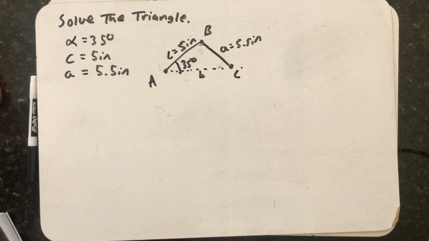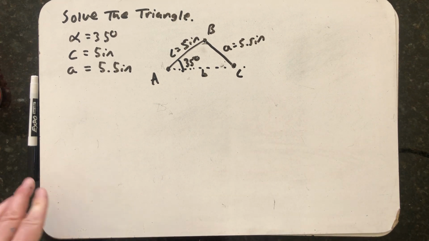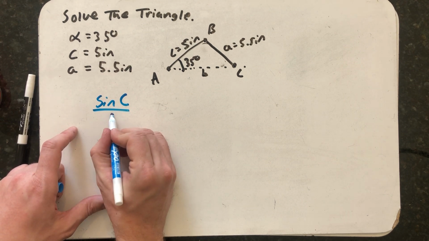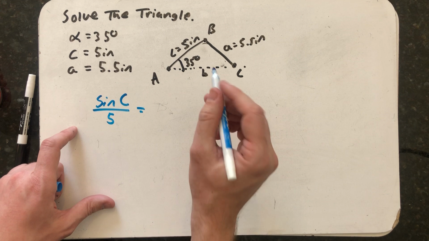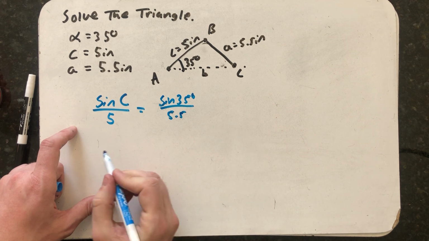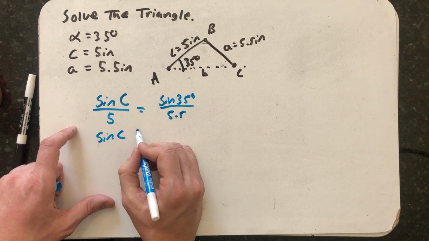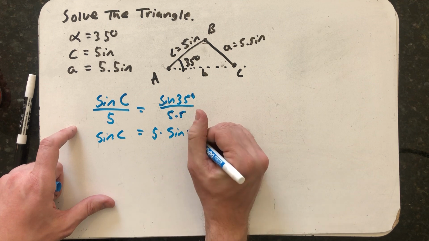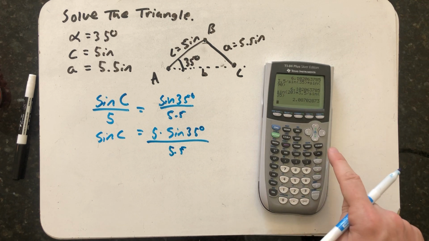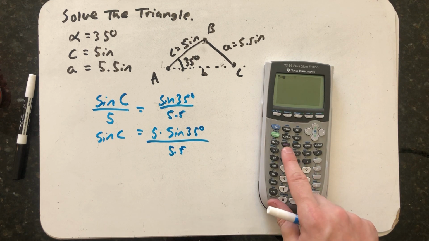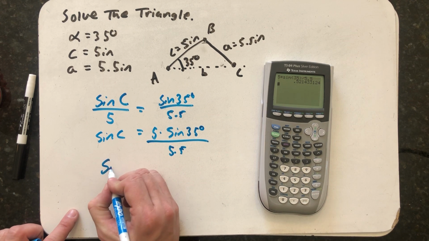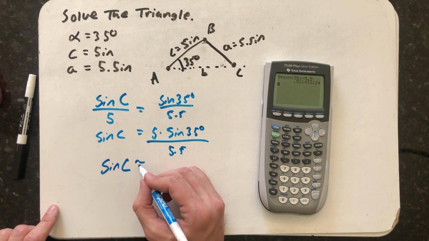All right. So looking at the given information, it is angle C I can find first. So I'd think sine of C over that value of little c is equal to the sine of 35 degrees over 5.5. All right, so I multiply both sides by 5, and I get sine of C is equal to 5 times the sine of 35 degrees over 5.5. And this is where our TI-83s and 84s come in handy. 5 times the sine of 35 degrees divided by 5.5.